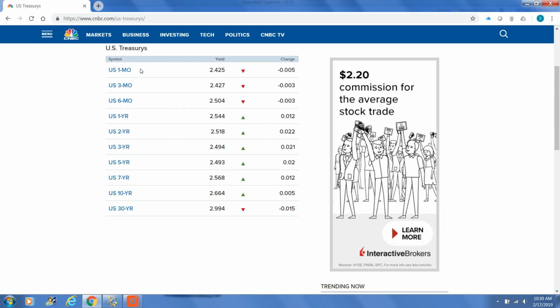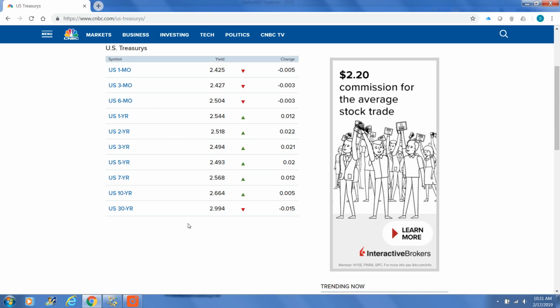So we know that the front end is going to control the 2, and if the 10 and 30 are moving in lockstep with the 2, we have a pretty good indication of where they're going to go. And my thesis is they're not going to go very far. They're going to go sideways until the Fed makes its next move, which is unlikely to be this year.